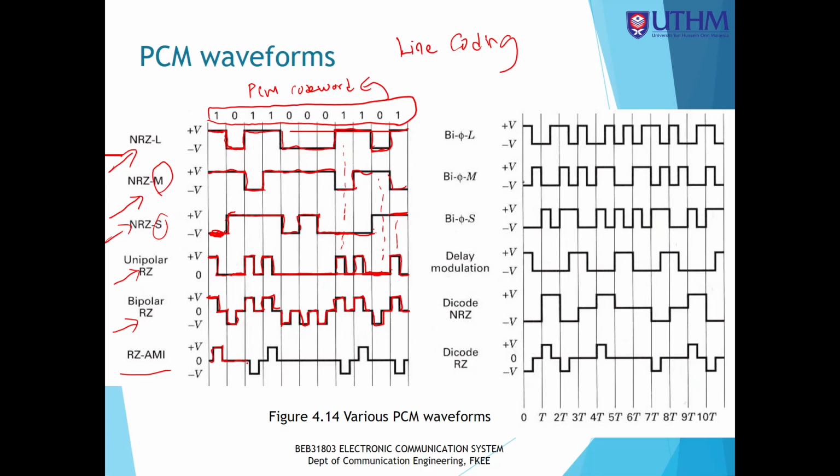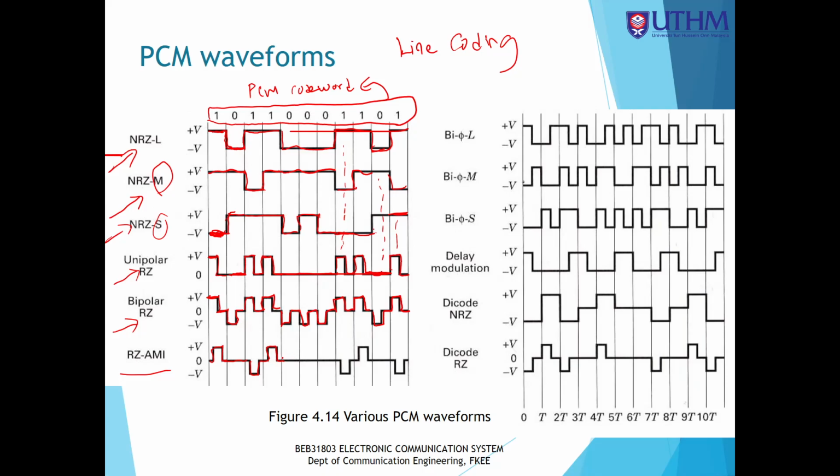Then the input is logic 1, so every time we have a logic 1, it will change polarity. Previously it was positive voltage, now it will change to negative voltage, half of the bit time, and then return to 0. Then the next input is logic 1, so it will change the polarity based on the previous output. Previously it was negative voltage, now it will change to positive output voltage, and then return to 0.